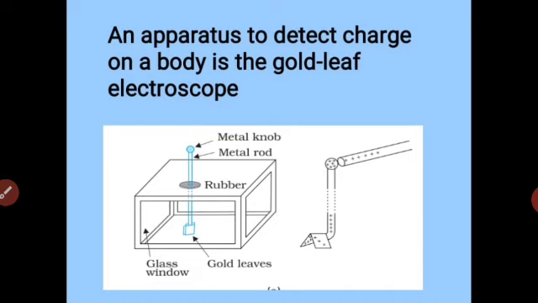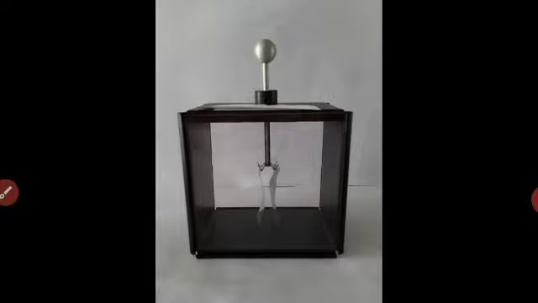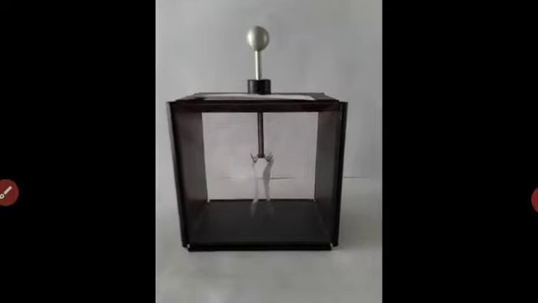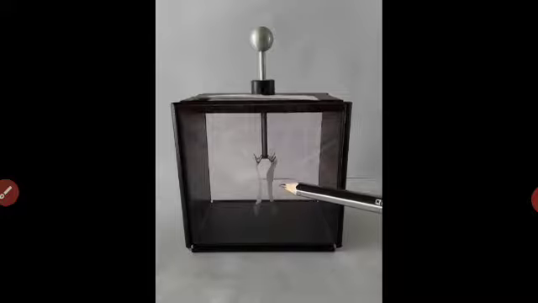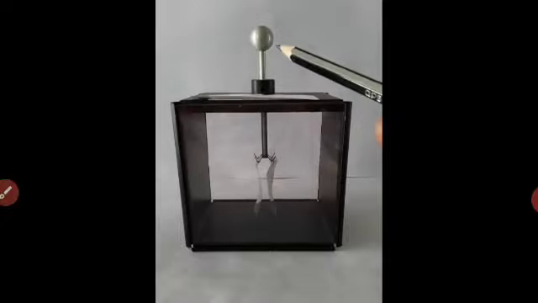Let us now see an electroscope model. This is the model of an electroscope. In theory, we have studied the gold leaf electroscope. This is of course not a gold leaf. The leaves here are made up of aluminium foil. They are thin sheets of aluminium which are supported with the conducting rod.